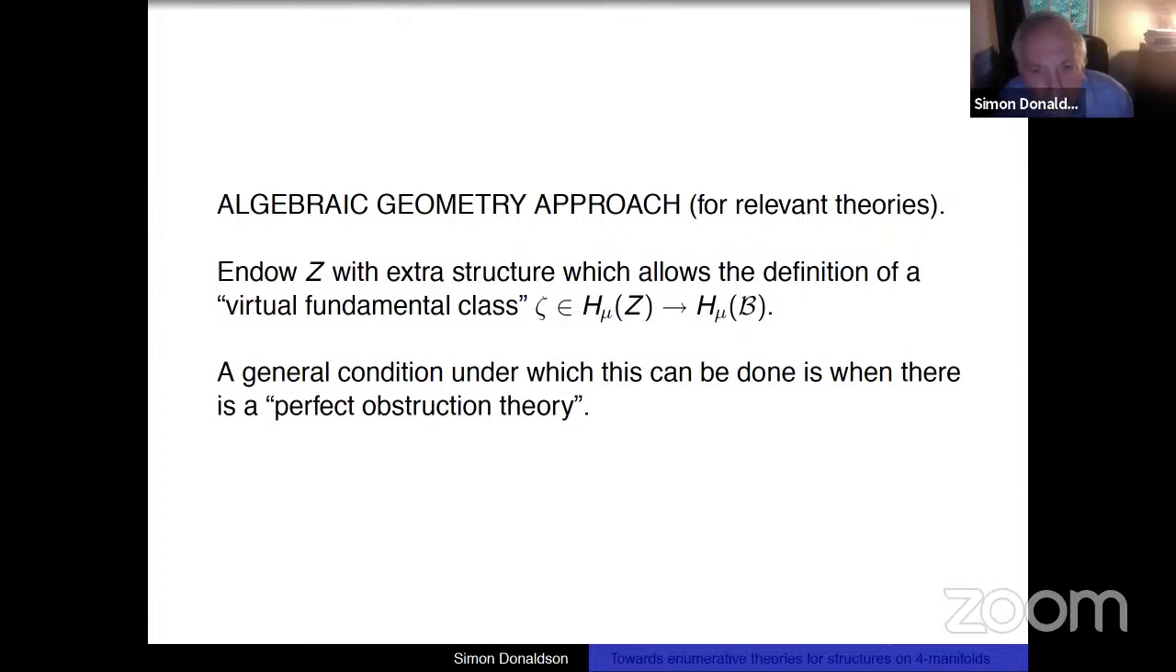This class will lie in the homology of your space Z, but because Z sits inside the infinite dimensional space, it also defines a homology class there. There is some sophisticated general theory in algebraic geometry which allows one to do this in suitable situations. One suitable situation is when you have what's called a perfect obstruction theory. But I don't want to give the impression that I know what that means. I know that's the word that people use, and I have a vague idea of what it means.